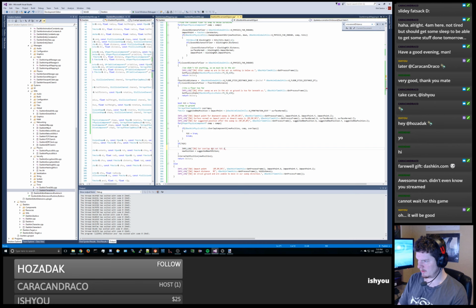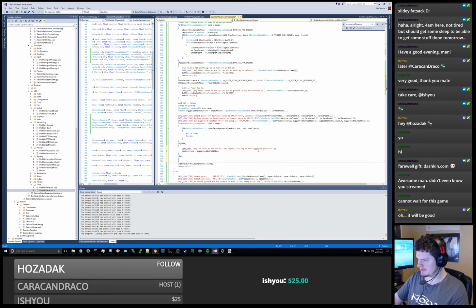did not hit any object. Setting to suggested position. I'm going to do otherwise. Overlap hit an object, setting only to sweep position.